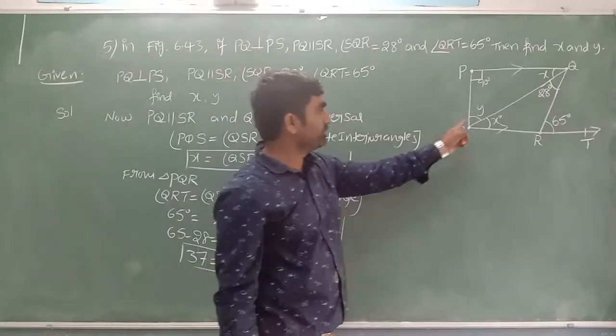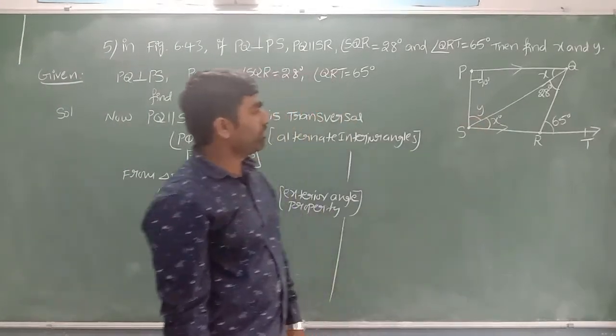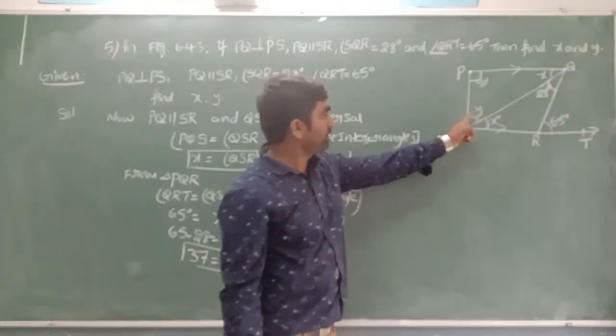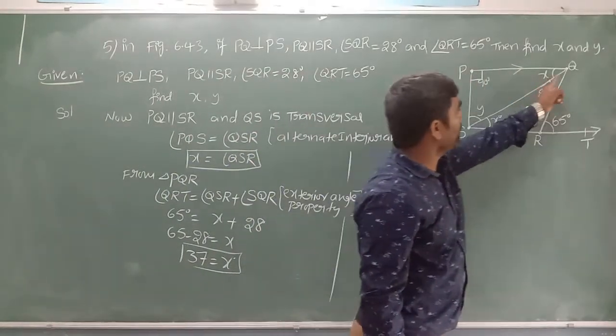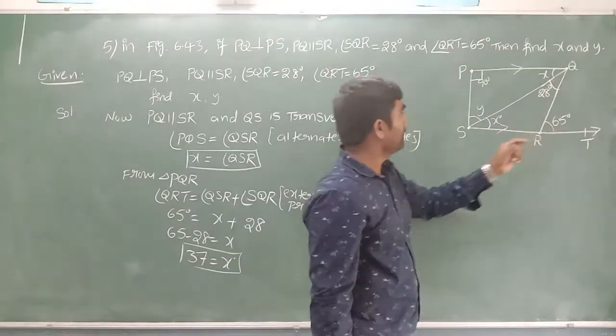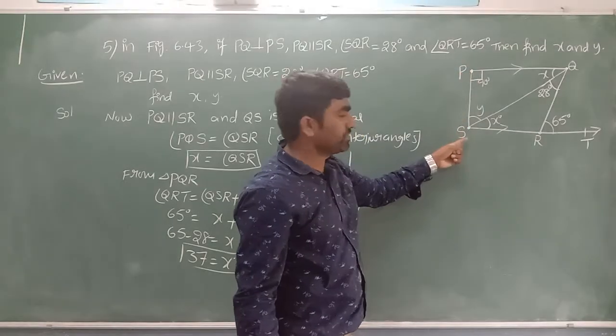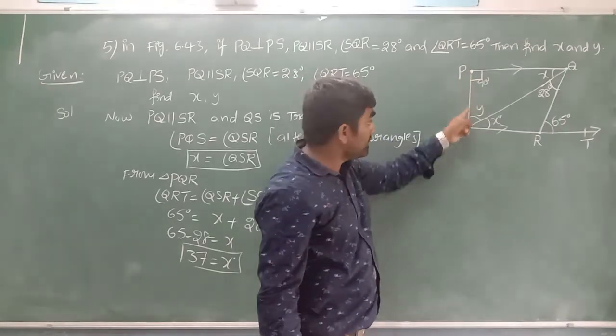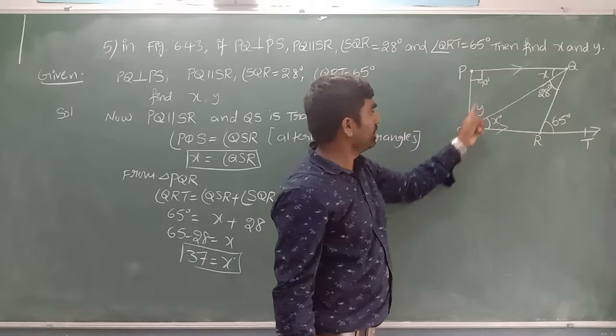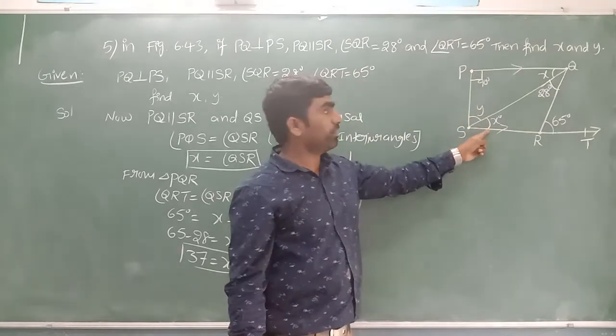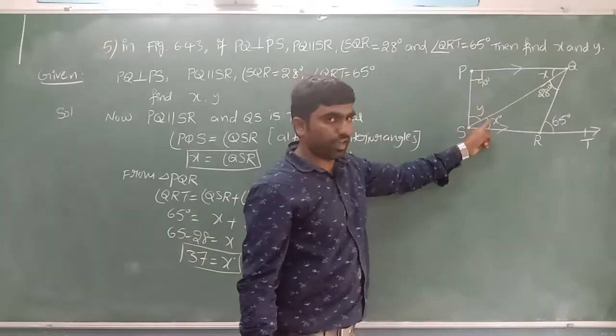Now think about y. How can we find y? To find y, see, they already gave that PQ is parallel to SR. Then PSC is a transversal. When PSC is a transversal, these two angles are co-interior angles.